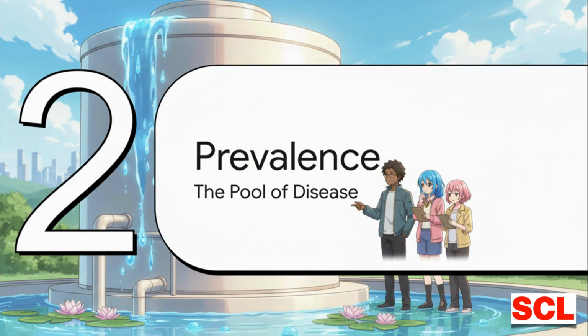All right, let's switch gears and look at our second tool, which gives us a completely different view. If incidence is the flow of the water, then prevalence is the pool. It's not about how fast a disease is spreading, but how widespread it is right now. It's a snapshot of the total disease burden.